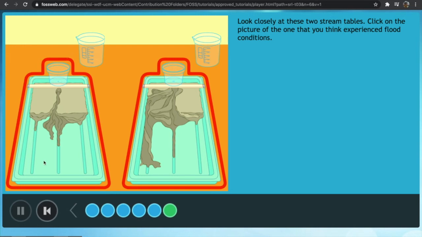Which of these tables experienced flood conditions? A or B? You chose the stream table on the right. Let's watch what happened from the beginning.